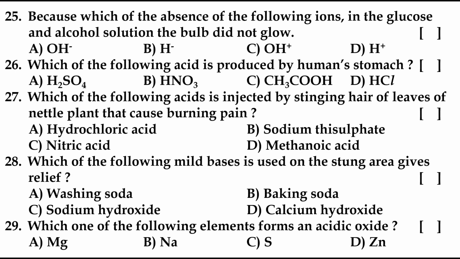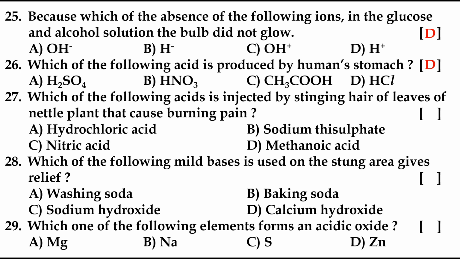25. Because of the absence of which of the following ions in the glucose and alcohol solution, the bulb did not glow? A. OH minus. B. H minus. C. OH plus. D. H plus. Answer is option D, H plus ions. 26. Which of the following acids is produced by the human stomach? A. H2SO4. B. HNO3. C. CH3COOH. D. HCl. Answer is D.